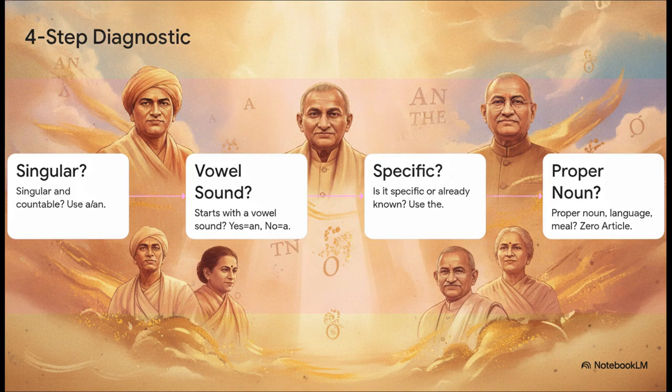Step 3. Is it highly specific or already known to us? Use "the." And step 4. Is it a proper noun, meal, or subject? Take a step back, you need the zero article. Once you practice this, your brain just runs this code in a fraction of a second.